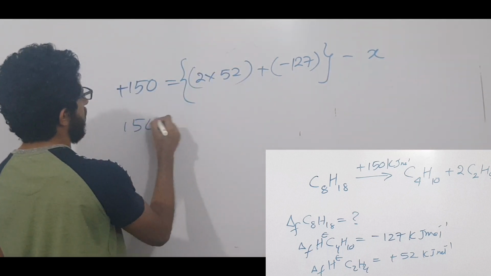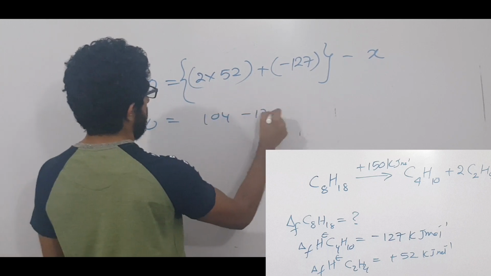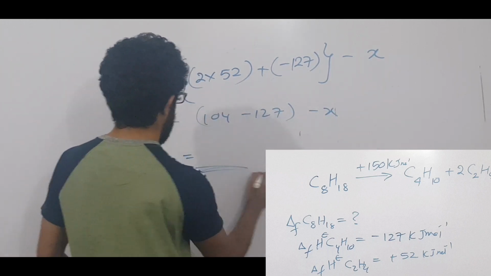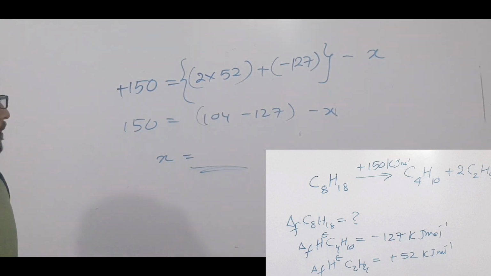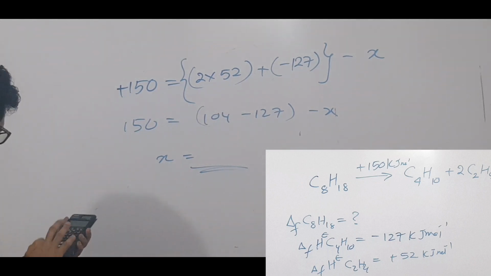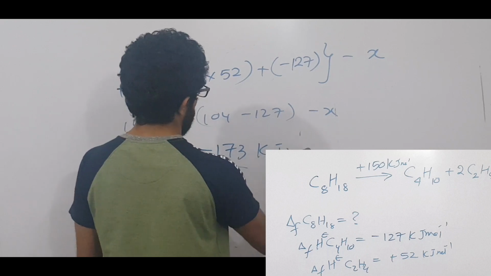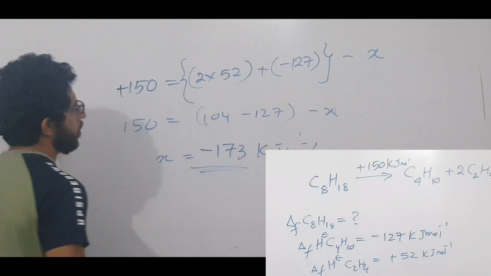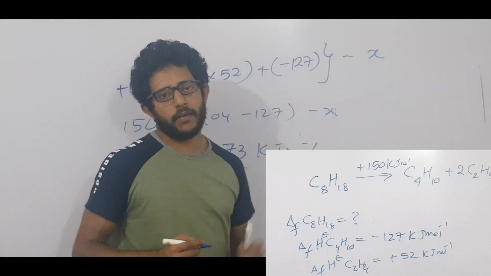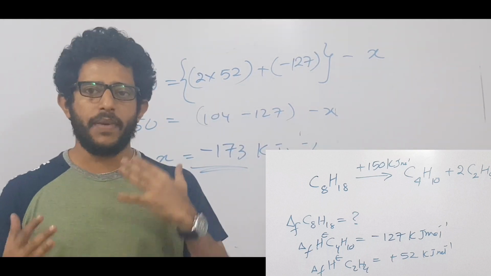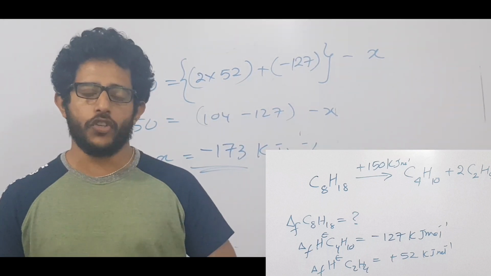So 150 equals 104 minus 127 minus x. So x would be on the opposite side: 104 minus 127 minus 150, which gives minus 170 kilojoule per mole. So that is the way you can do it. This is products minus reactants, so we can use this one for the MCQs. So that's a similar way. That's everything that we have to know.